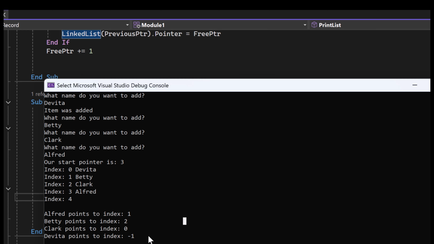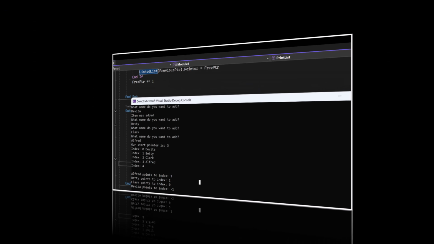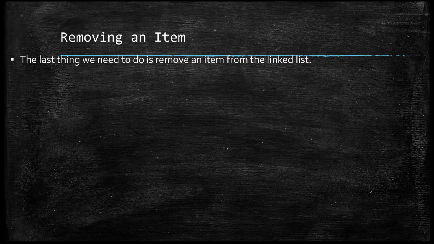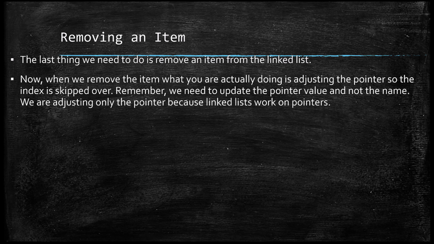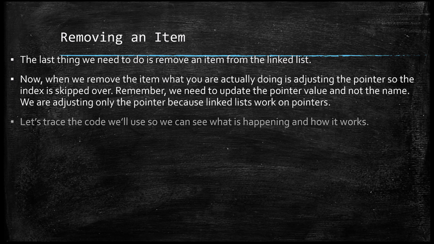Now there's one more procedure we've got to talk about, and that is removing an item from the linked list. All right, the last thing we need to do is remove an item from the linked list. When we remove the item, what you are actually doing is adjusting the pointer so the index is skipped over, just like we did in the 2 previous videos. Remember, we need to update the pointer value and not the name. We're adjusting only the pointer because linked lists work on pointers.